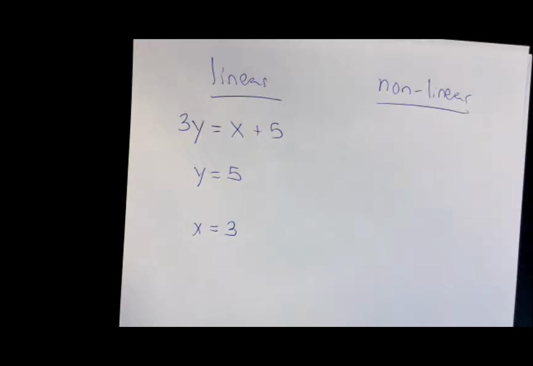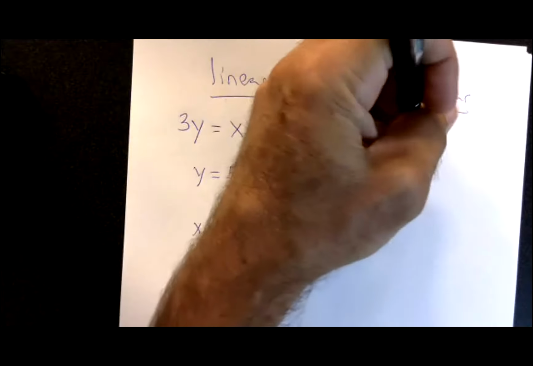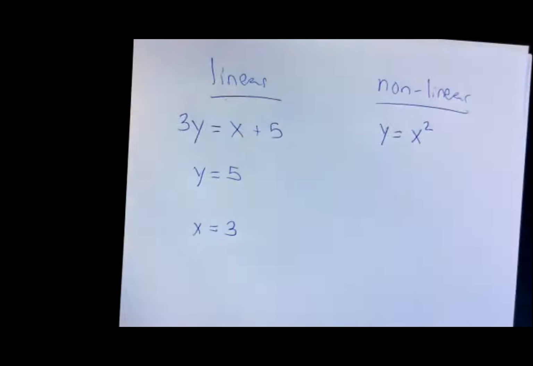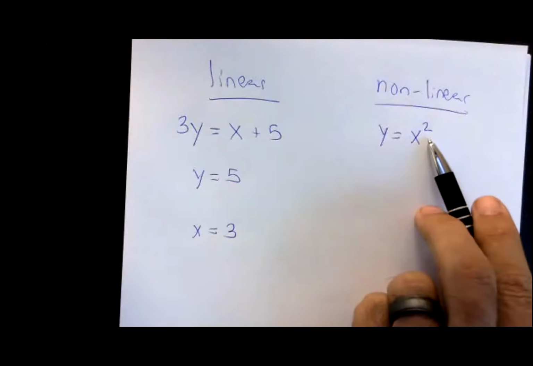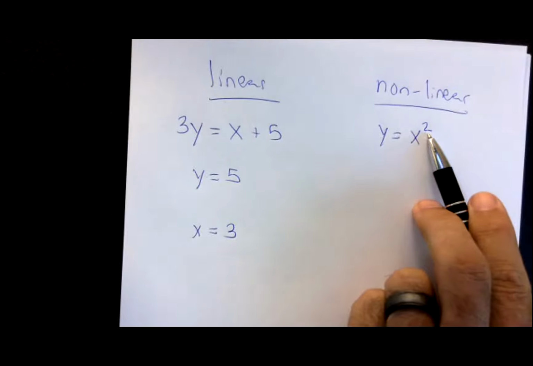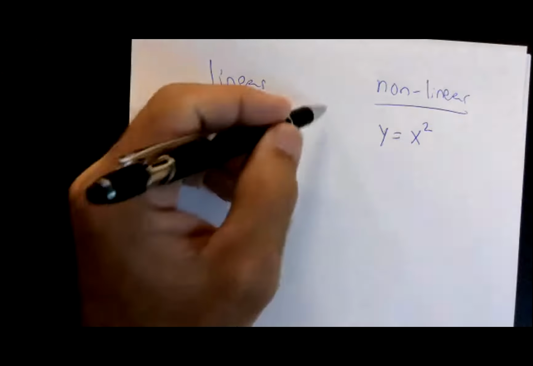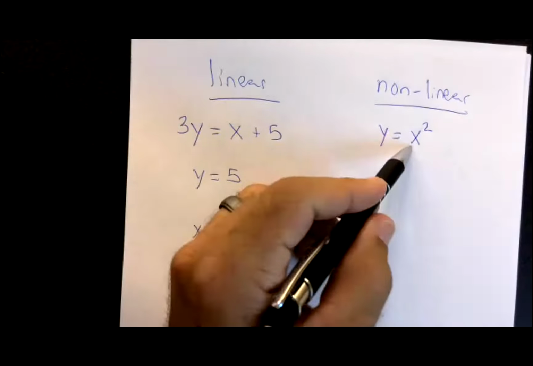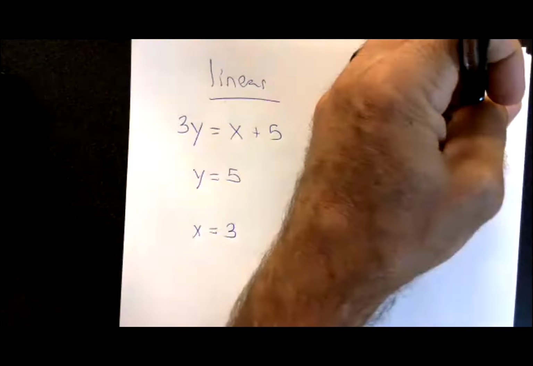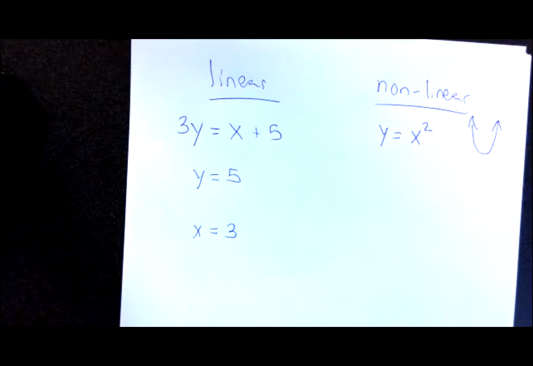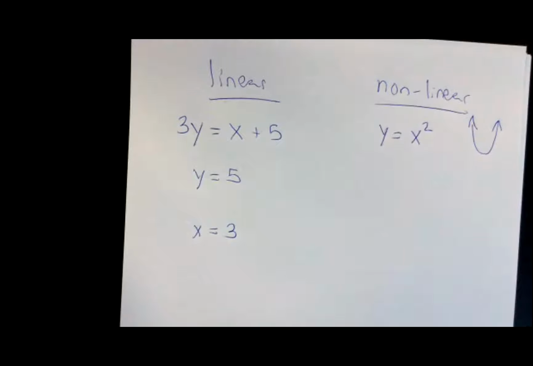Nonlinear is when you change the exponent or you throw in some crazy operation. For example, if I said y equals x to the second power, when you change the exponent, you change the shape of the graph. Your graph is no longer linear. Linear graphs make a straight line going in some direction. When you square your x, you get this shape here, more or less. It's called a parabola.